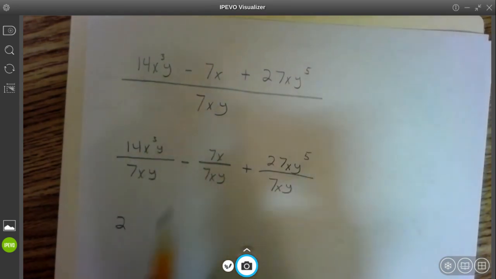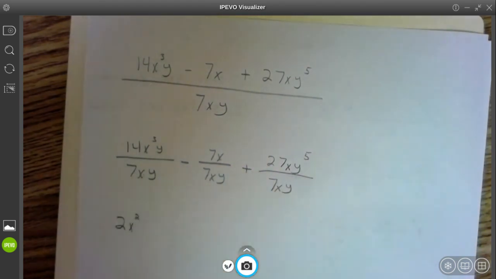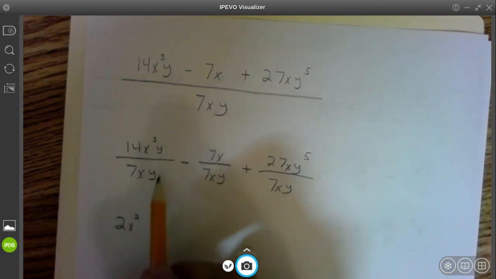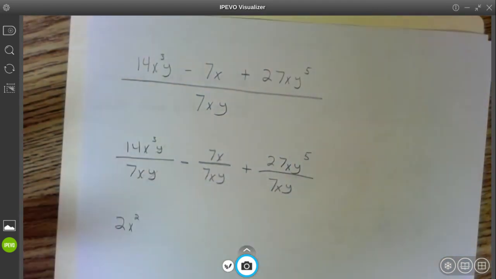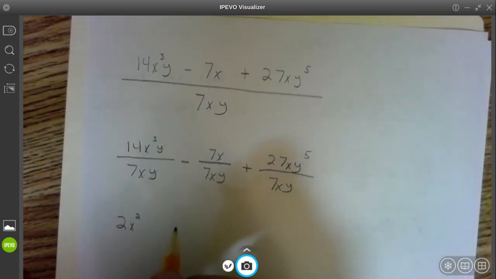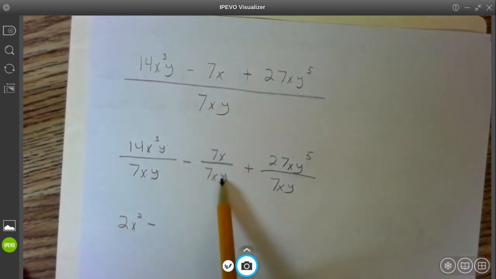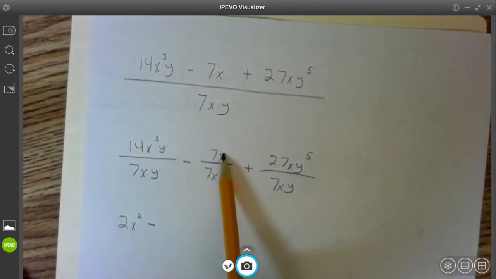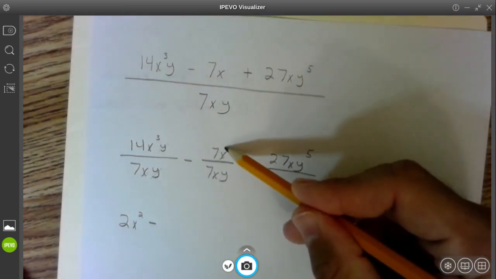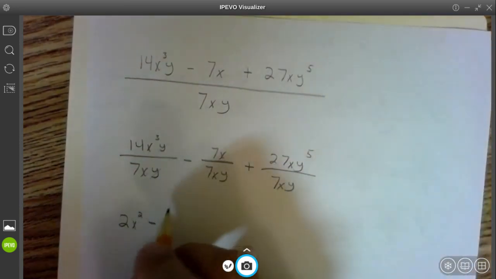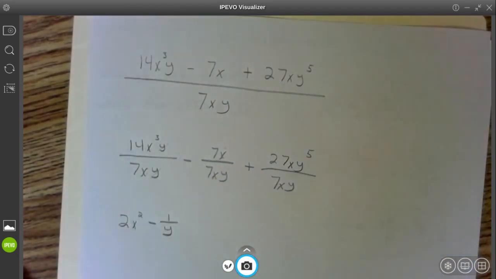1x is going to cancel with one of those, and so I've got x squared also in the numerator. And then the y's, they completely cancel out, so I don't even have to write them. They're gone. So that first term just becomes 2x squared. All right, minus. Now this one's a little interesting. So the 7x cancels with the 7x, but what I'm left with is a 1 up top and a y down below. So I do need to write it like that. The y is in the denominator, so I'm going to write it as 1 over y.